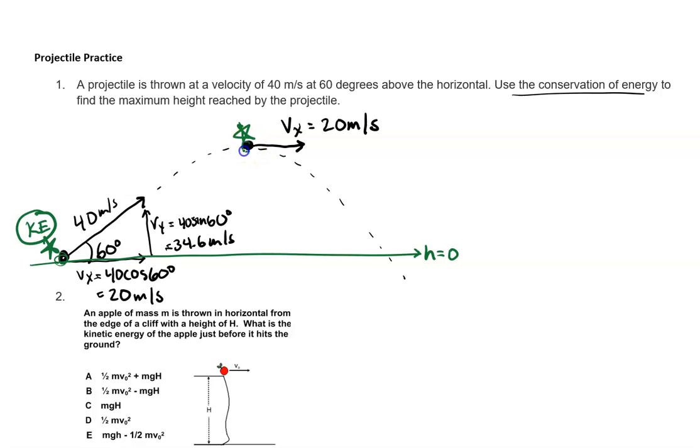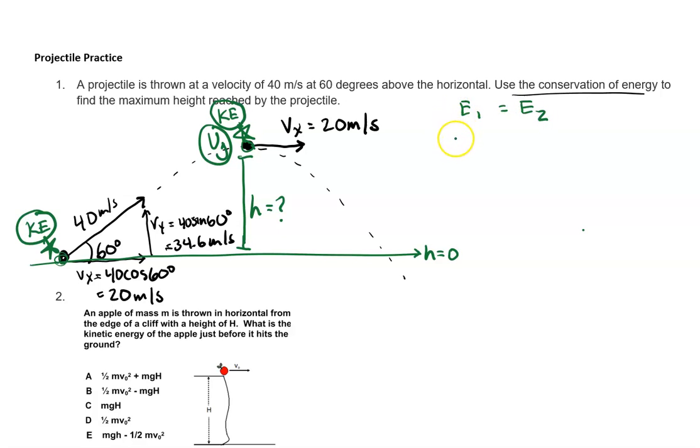Now let's look at this highest point. It is above the ground, some distance h above the ground, which, oh look, that's what we want to find. So it has gravitational potential energy. It is moving, so it also has kinetic energy. Cool. So now we can set all the energy at point 1 equal to all the energy at point 2. Those are our 2 points. So our energy at 1 equals our energy at 2.